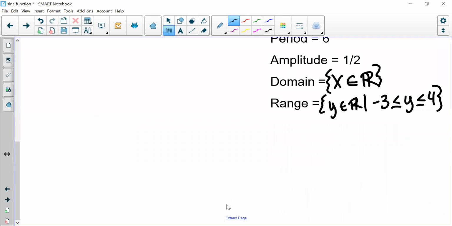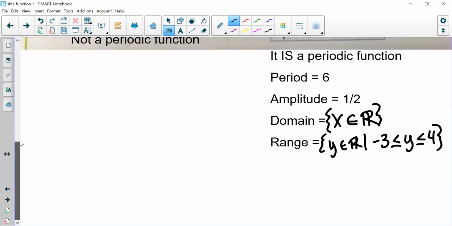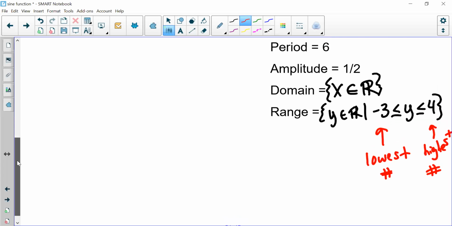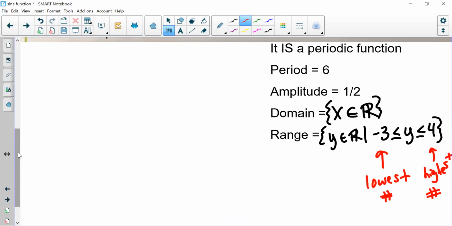And just go off of the graph. What's the highest and what's the lowest? You would have already identified it because of amplitude. So lowest number first, highest number second. Hopefully you can read my handwriting there. And again, you will only be describing period, amplitude, domain, and range on graphs that are periodic. So if immediately you decide it's not periodic, don't analyze that graph, just move on to the periodic repeating graphs. Any questions on this one?